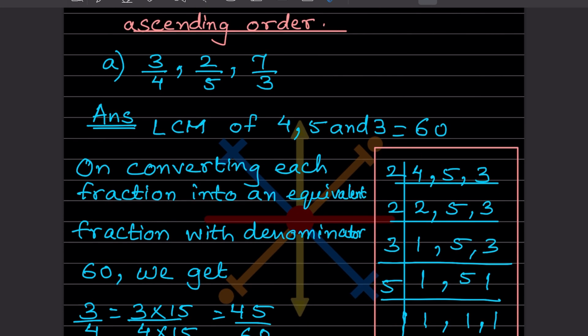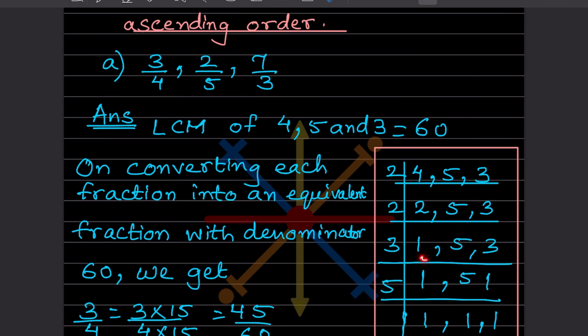When we take the LCM of 4, 5, 3, as I have told you in the previous videos, we always start with 2, if not, then 3, 4 and so on. So let us go here. 2 2s are 4. 5 and 3 don't go with 2, so they will be as it is. Again, 2 1s are 2. 5 and 3 remain as they are.